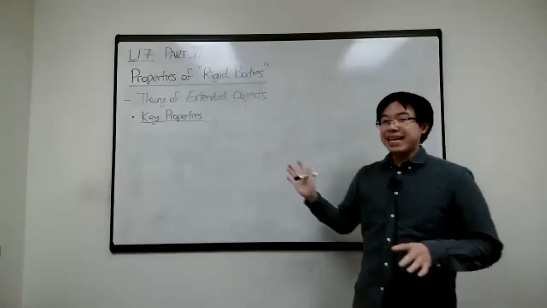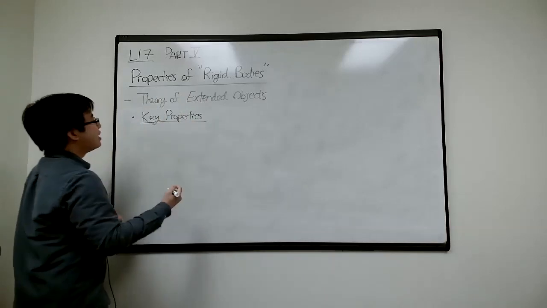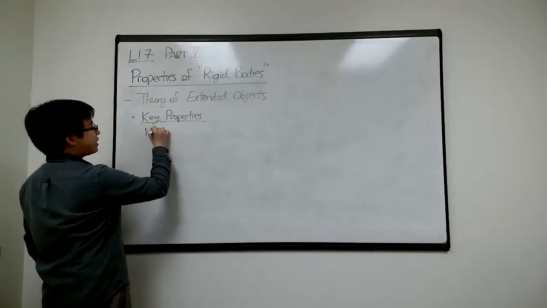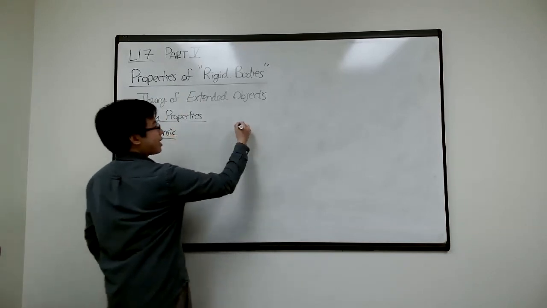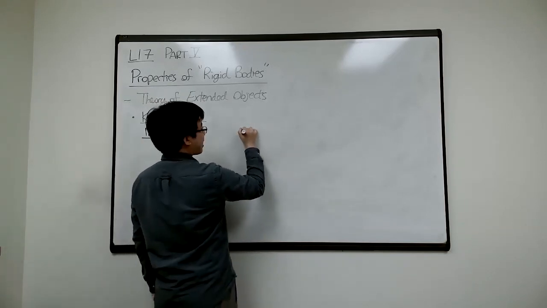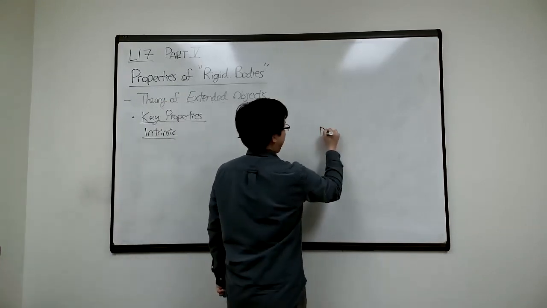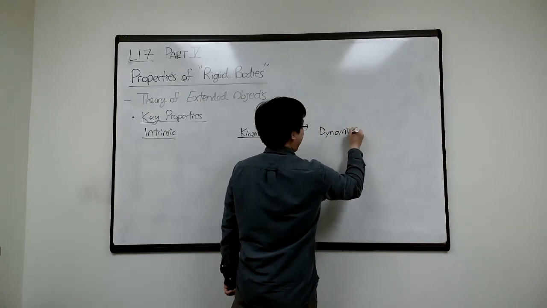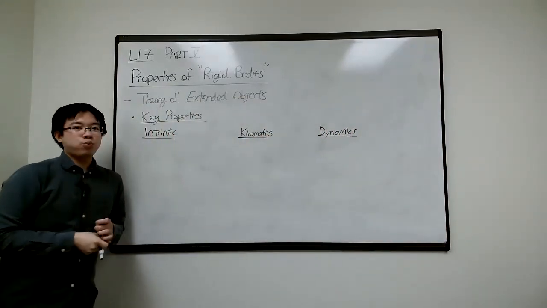Since we're talking about extended objects, now let's summarize the key properties that extended objects have. I'll classify them into intrinsic properties and then extrinsic ones. But I'll also split them into kinematics properties and dynamic properties. So kinematics is how things move, and dynamics is, in some sense, why things move.